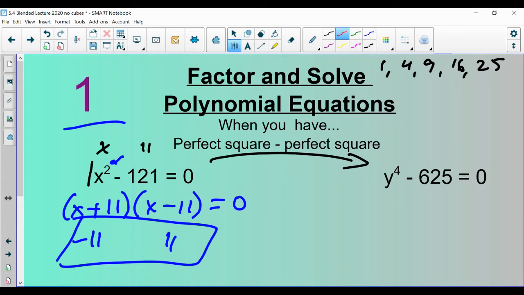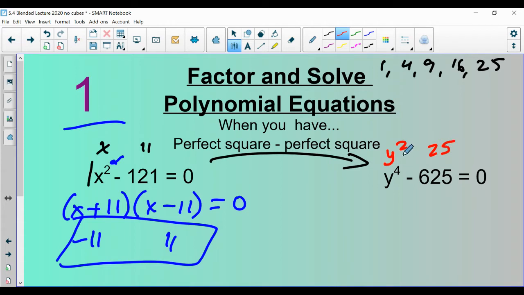Let's look at then a quartic. We've never ever factored a quartic before. We can actually do that using this trick. This is a perfect square, and so is 625. What do you square to get y to the fourth? You would actually square y squared. Y squared times y squared is y to the fourth. What do you square to get 625? That would be 25. You believe me? 25 times 25 is 625.